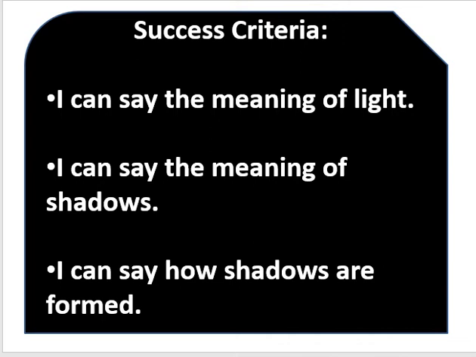And our success criteria for today says I can say the meaning of light. Number 2 says I can say the meaning of shadows. And number 3 says I can say how shadows are formed. So number 1, you'll be able to tell the meaning of light. You also say the meaning of shadows, and you'll be able to tell us how shadows are formed.